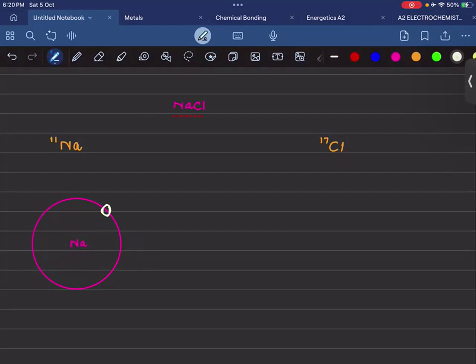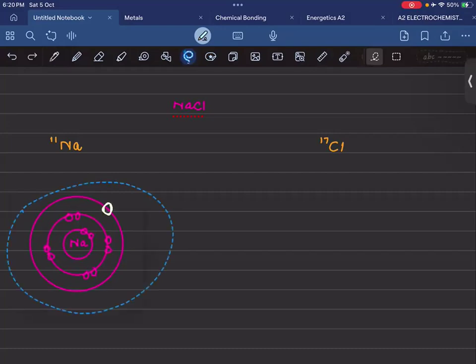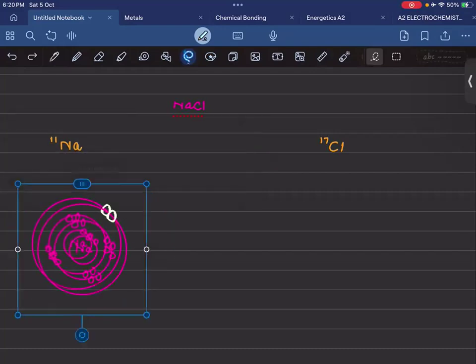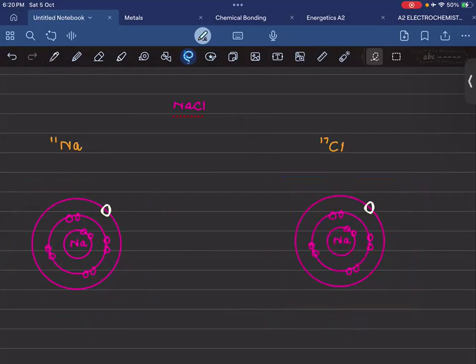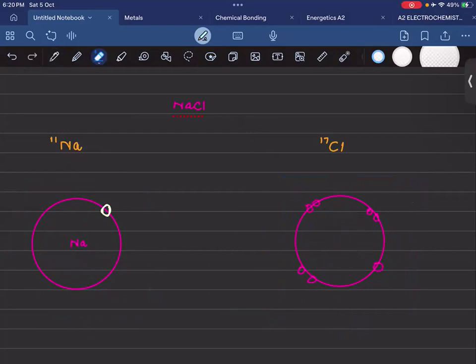Okay, and then let me draw chlorine first, in which I have 7 electrons, because the proton number for chlorine is 17. 1, 2, 3, 4, 5, 6, 7. Okay, so obviously I am going to draw the dot and cross diagram. I'm not supposed to draw the inner shells. So these are the dot and cross diagrams for sodium and also chlorine.